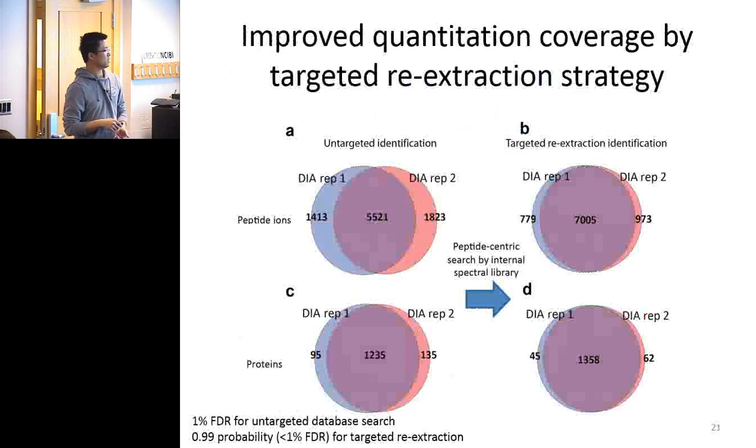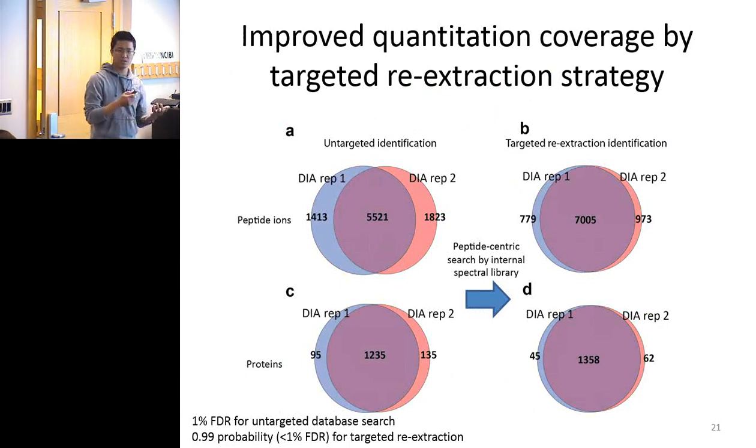And so here is the result that we show. This is a human cell lysate, we have 2 replicates, and before the targeted extraction, using only database search, this is the number of identifications for both replicates. But once we do this targeted extraction, we can increase the coverage between these 2 replicates. So essentially, it also reduces the missing values.